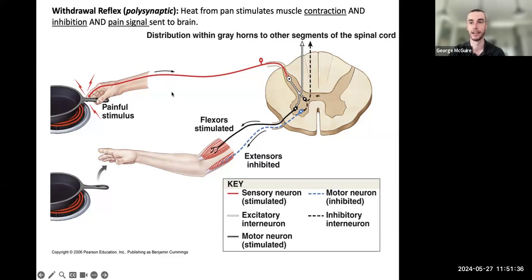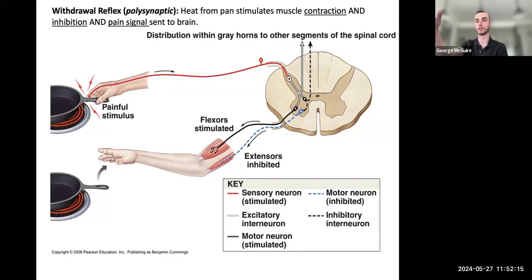So in this case, we are in the process of moving towards this painful stimulus as we go to grab this hot pan. So that pain signal gets sent from the sensory neuron all the way to our interneuron. And that interneuron is going to both send signals up towards the brain to make us aware of this pain, and it is going to send motor signals to opposite sides of our arm in this case. We want to stimulate our flexors to pull the arm away, and at the same time, we want to inhibit our extensors as we were in motion trying to grab this thing.